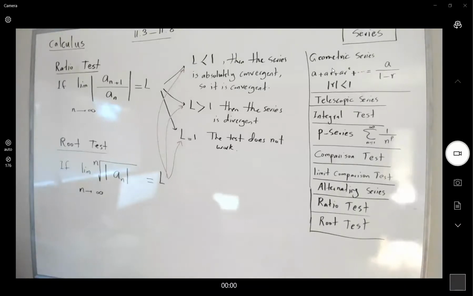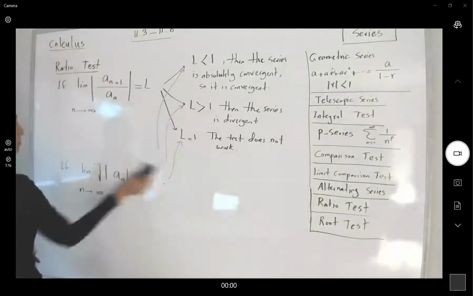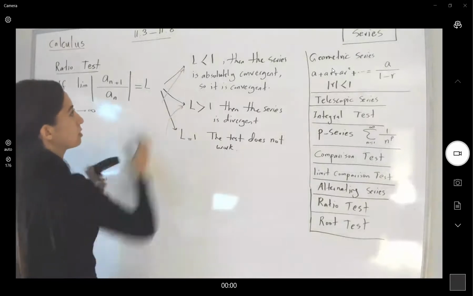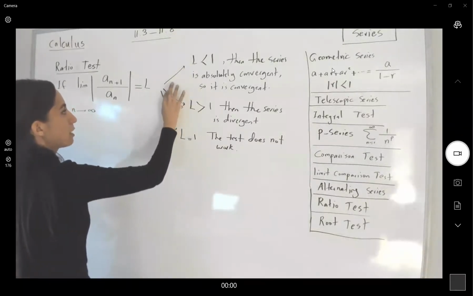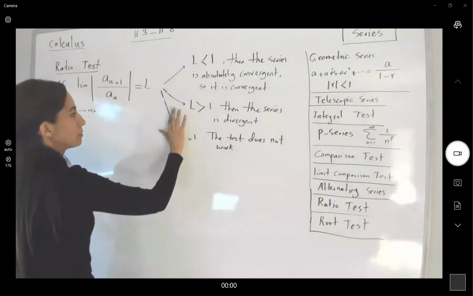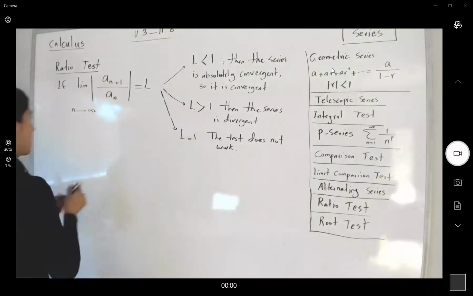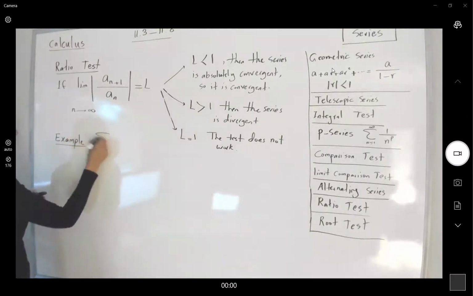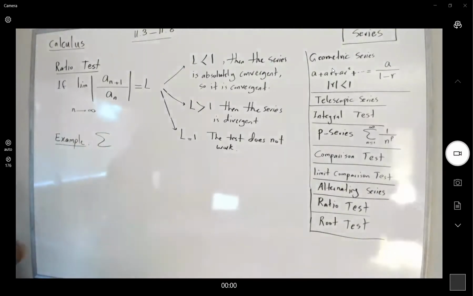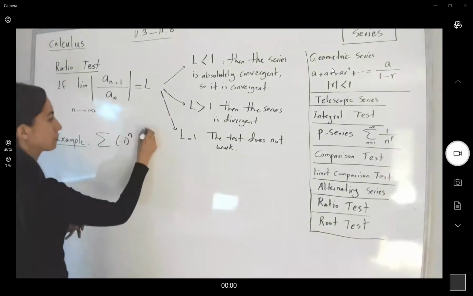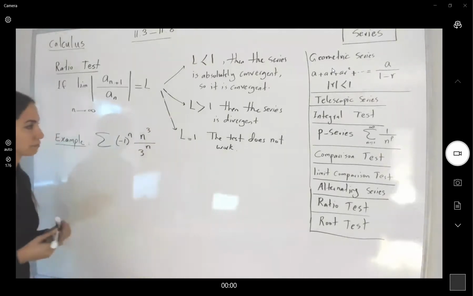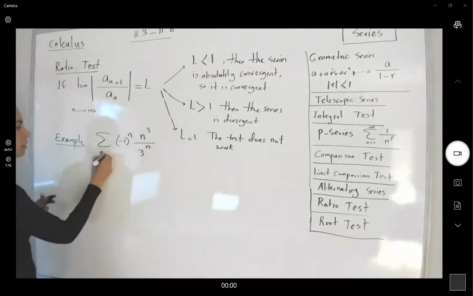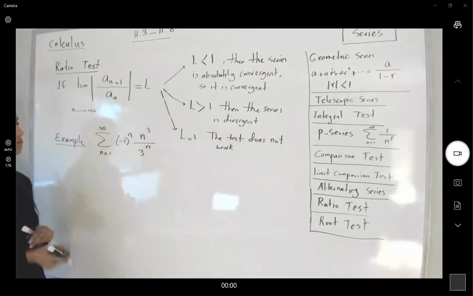Okay, let's give an example. So just write down this example for you. It says, start analyzing this series. Example: the series of -1 to the n, n to the third, over 3 to the n, starts from 1, goes to infinity. Very well.